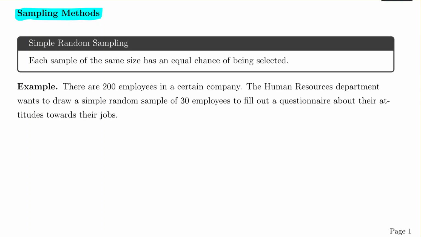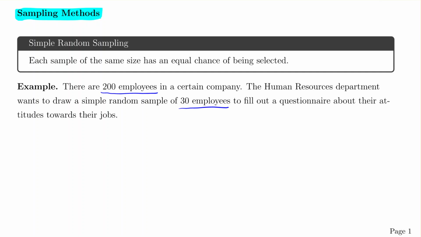The first method is called simple random sampling. In simple random sampling, each sample of the same size has an equal chance of being selected. So let's look at an example. There are 200 employees in a certain company. The human resource department wants to draw a simple random sample of 30 employees to fill out a questionnaire about their attitude towards their jobs. So here we want to select 30 random employees out of a total of 200.